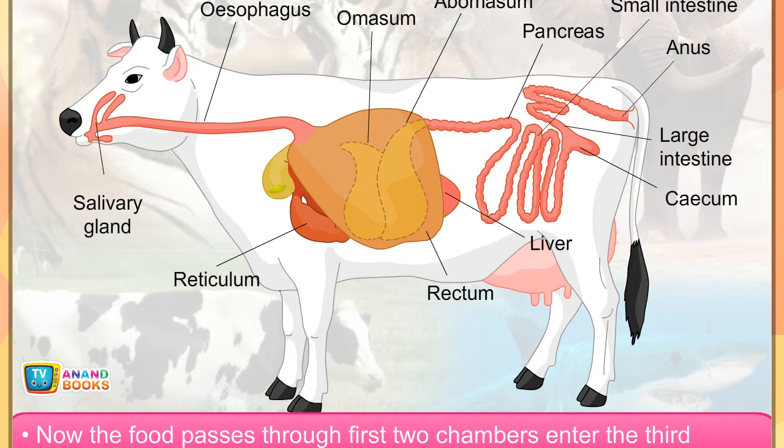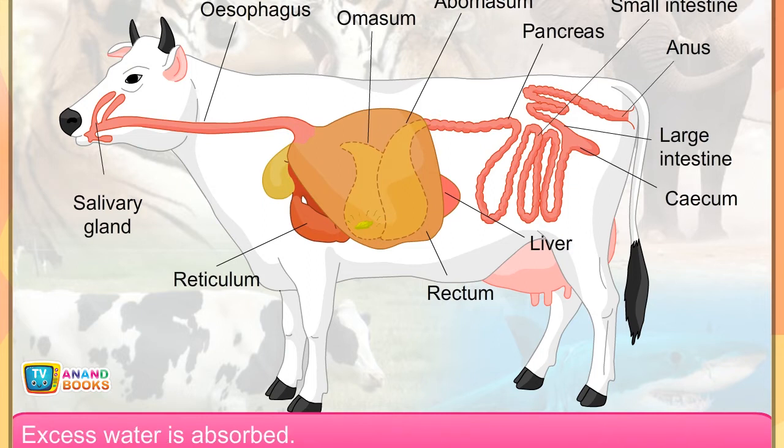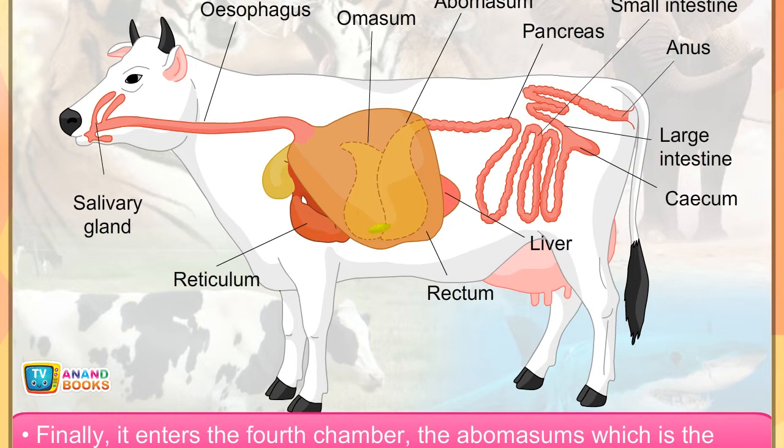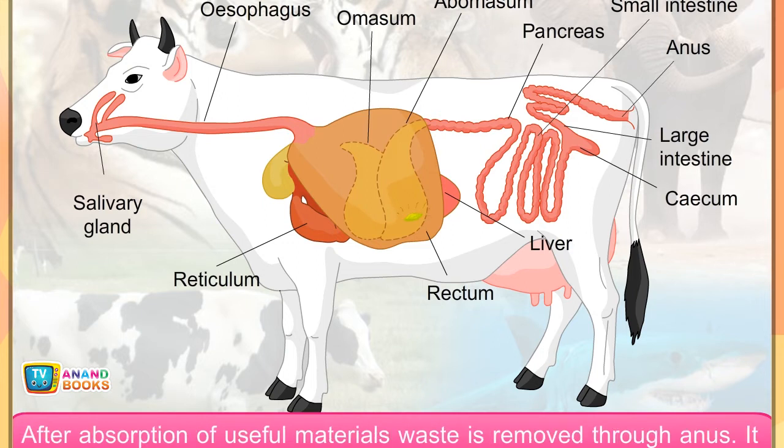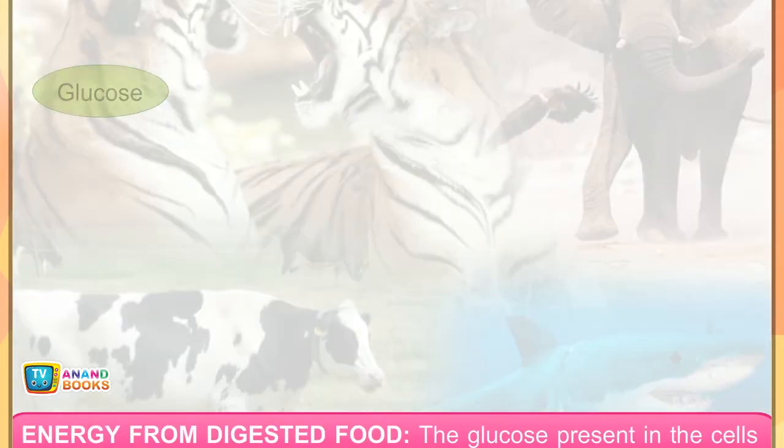Now the food passes through the first 2 chambers and enters the 3rd chamber, the omasum, where food is broken down to smaller pieces. Excess water is absorbed. Finally, it enters the 4th chamber, the abomasum, which is the true stomach, where enzymes help in digestion. After absorption of useful materials, waste is removed through the anus. It is called defecation. The solid waste is called feces.